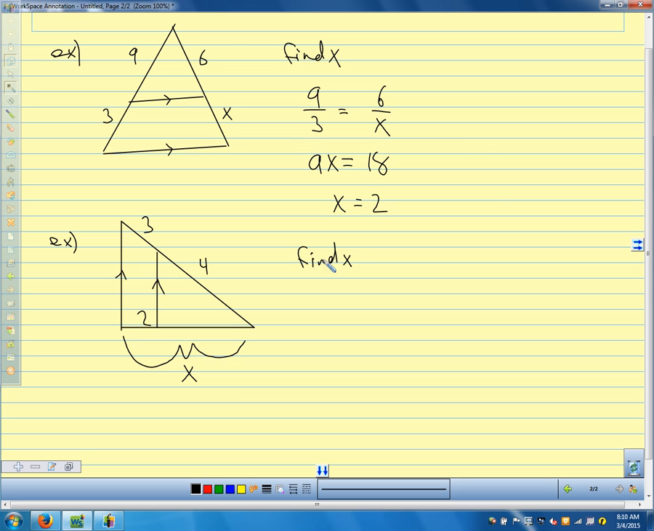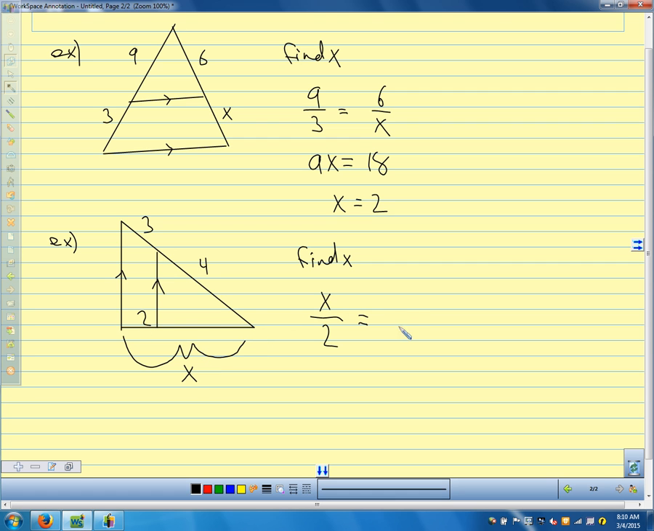We want to find x, so how about we make x one part of one of the ratios? So x over, what do we want to make a ratio with x with? 2, okay. Equals, here's where we have to be careful. X is the whole side of the triangle.